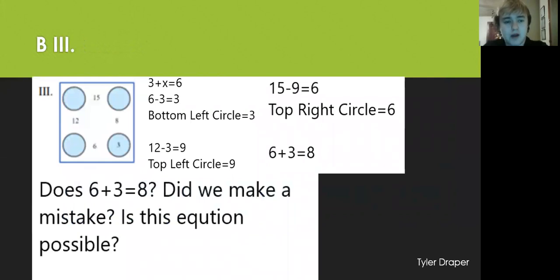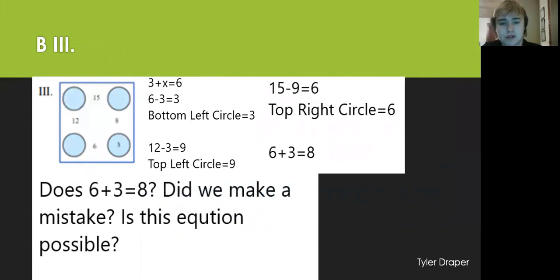B3 here. Okay, so we're given the 3 in the bottom right circle. So we see that 3 plus x equals 6. So we're looking for the bottom left circle here. We'll identify that as 3. So 3 plus 3 equals 6. 12 minus 3 equals 9. We get our top left.